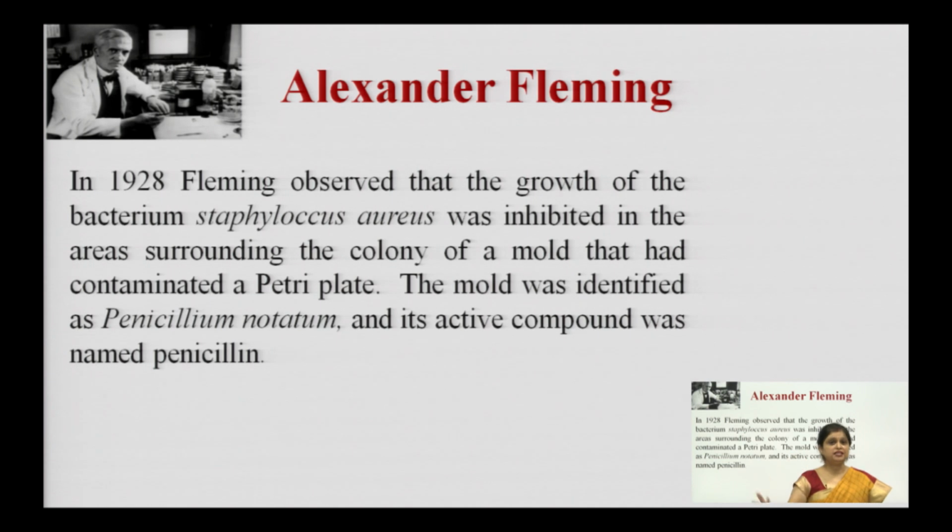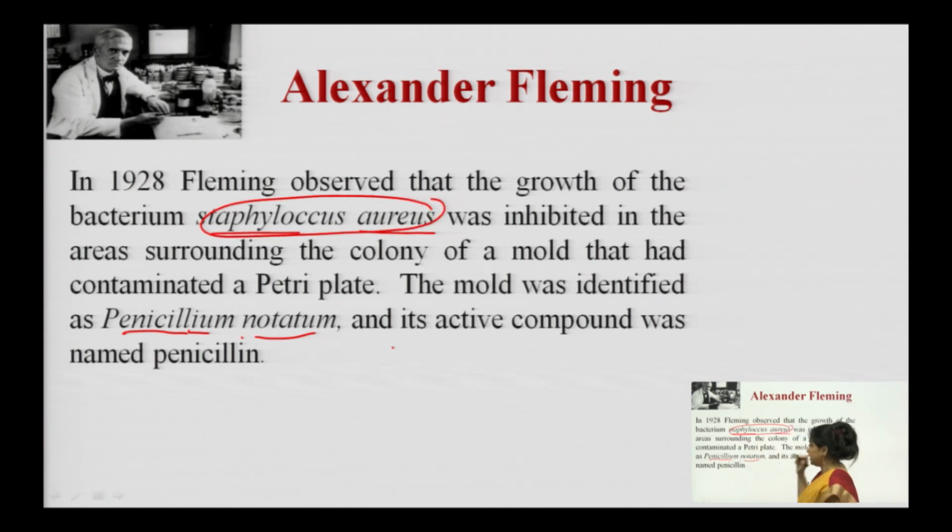Fleming was working with a bacterial species known as Staphylococcus aureus. But accidentally, the Petri plate containing Staphylococcus aureus got contaminated with a new microorganism known as Penicillium notatum. When he came back home after vacations, he found that his Petri plate was contaminated with Penicillium notatum, which was generating a chemical agent responsible for killing the Staphylococcus aureus. That agent was named penicillin.